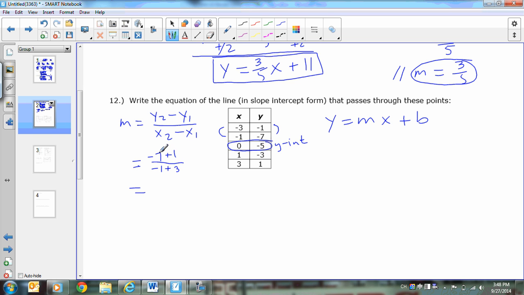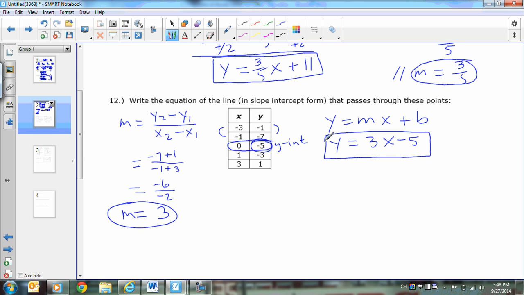Okay, negative 7 plus 1 is negative 6. Negative 1 plus 3 is negative 2. And then negative 6 divided by negative 2 is positive 3. So there's our slope. We've got our slope. Okay, we've got our y-intercept right here. Let's just plug 3 in for m, negative 5 in for b, and we're done. Y equals a slope of 3x, and then the y-intercept is negative, so we're going to write minus 5.